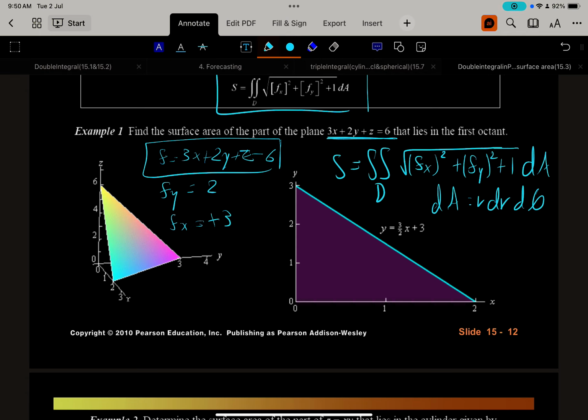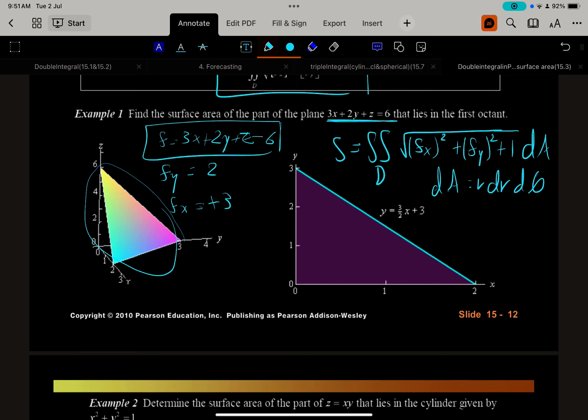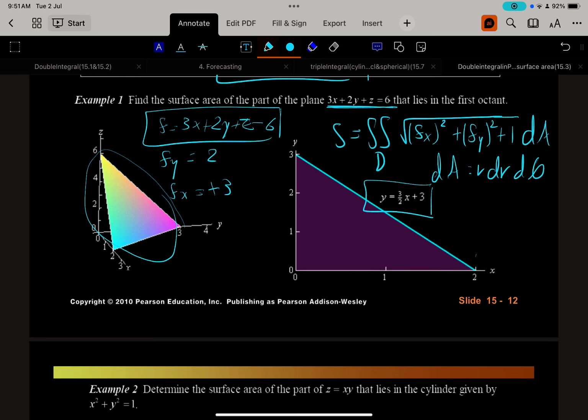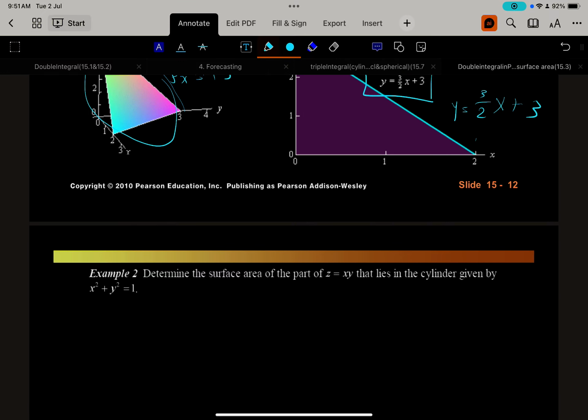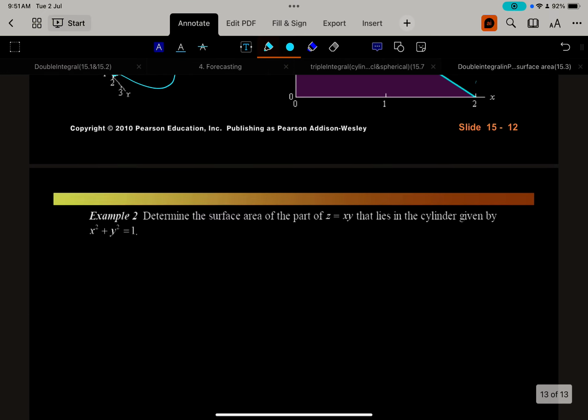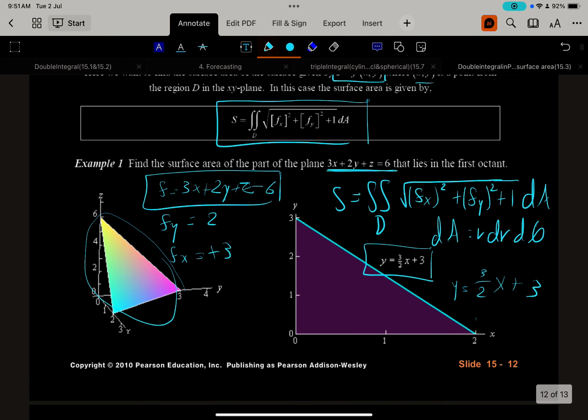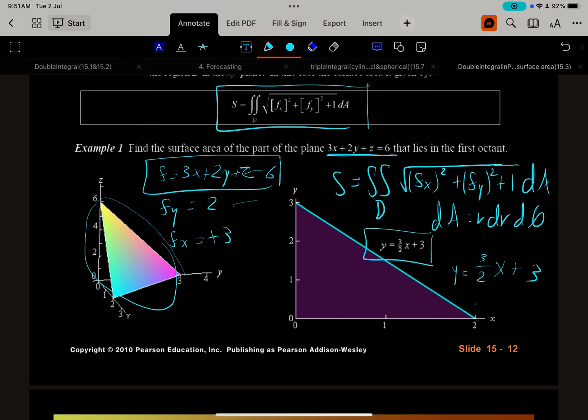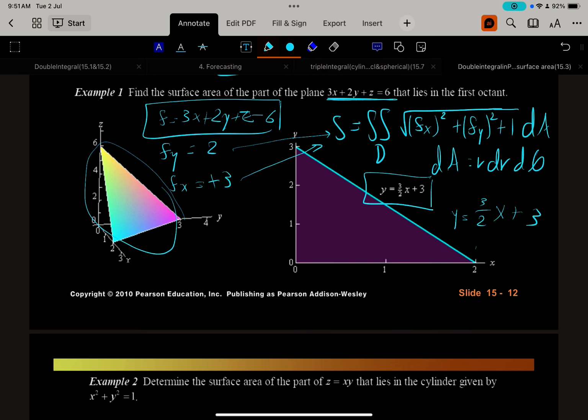The first octant: there are 8 octants, and the first octant is just positive x, positive y, and positive z. And so this is our first octant, and this goes into the xy plane. So this is the region, and the line is y equals 3 over 2 x. This can be found from the slope, y over x, and the intersection is at y equals 3. So this is our line. Then we just substitute these values into the formula, and we find the surface area of this shape.